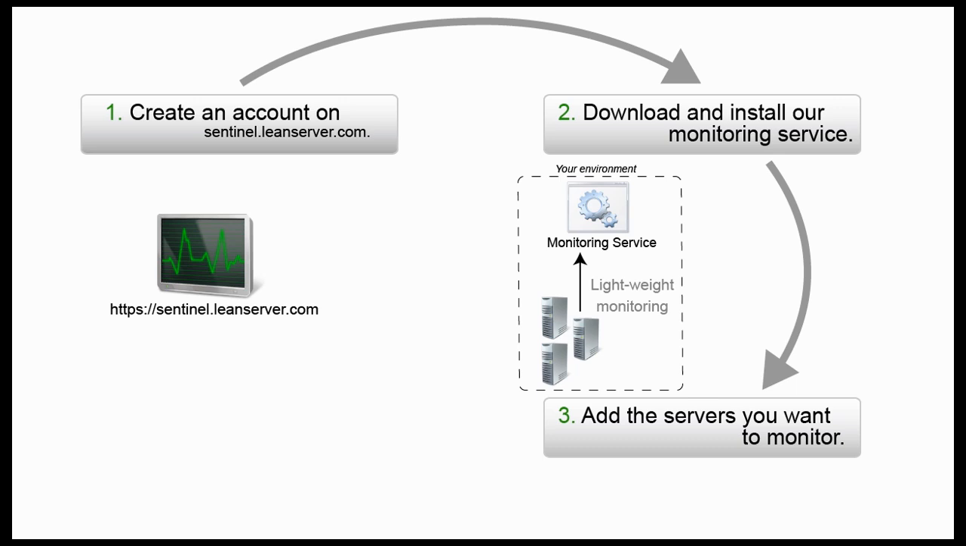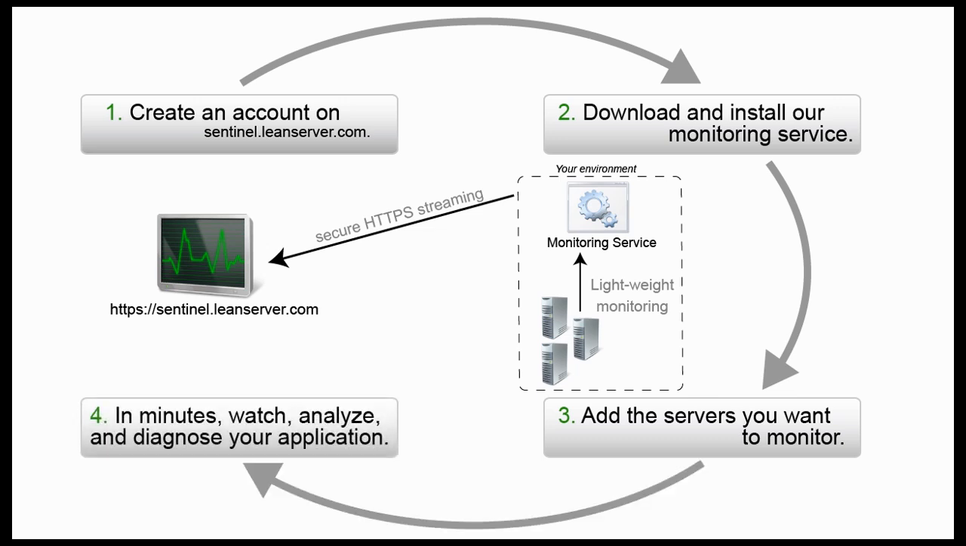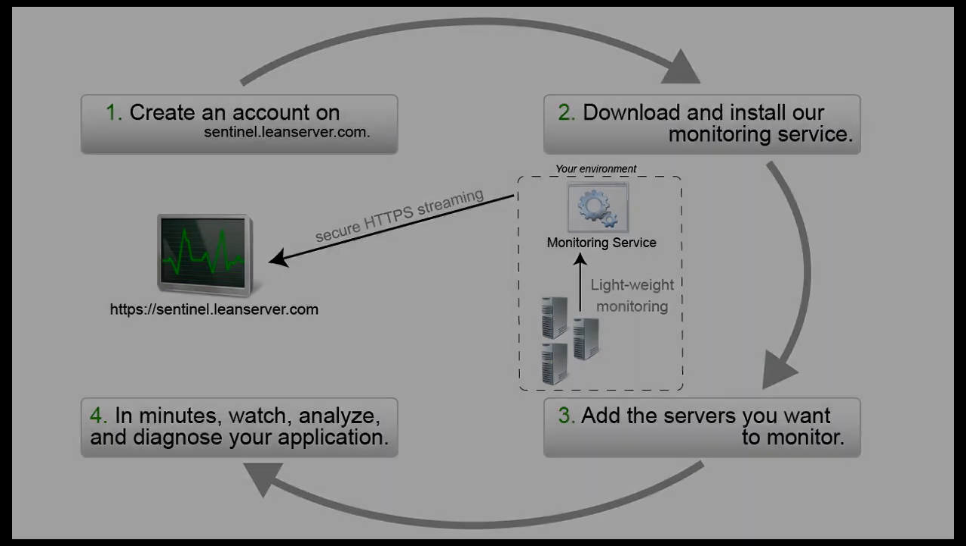on your application. The monitoring service will then correlate the incoming data and stream it to our cloud system for analysis. Sentinel creates a highly compressed data stream that requires very low bandwidth and sends it over a secure, authenticated HTTPS channel to our trusted cloud to ensure the privacy of your data. Within minutes of adding your first server, your data will become available on sentinel.leanserver.com so you can watch, analyze, and instantly diagnose problems with your application.